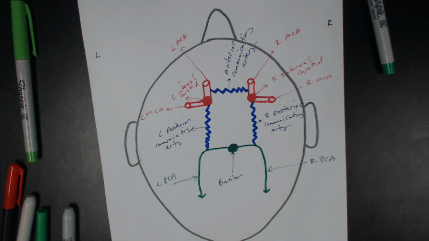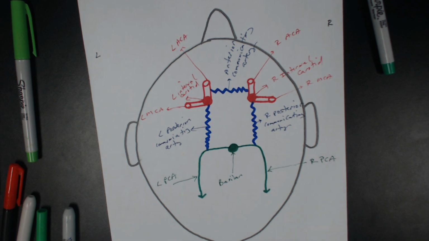Yeah? Are the communicating arteries supplying any tissue in between the anterior and posterior circulatory system, or are they just connecting? They're just connecting. We're going to talk about territories of arteries in a minute, but yeah, they're just connectors. That's all they do. They're responsible for connecting things.